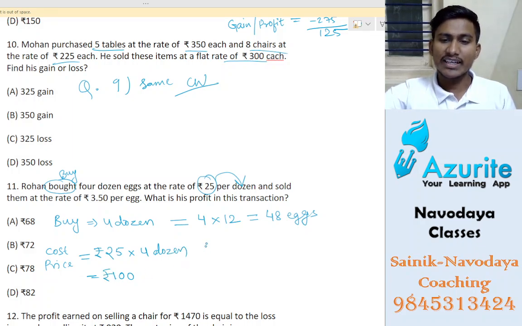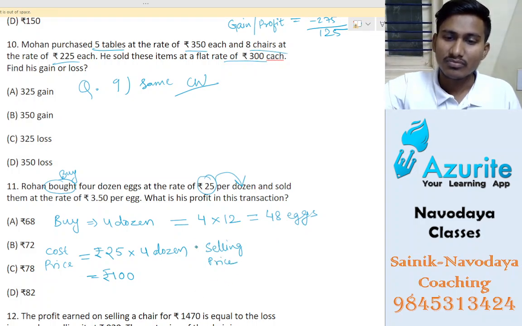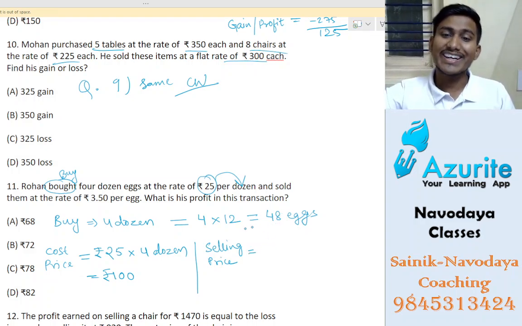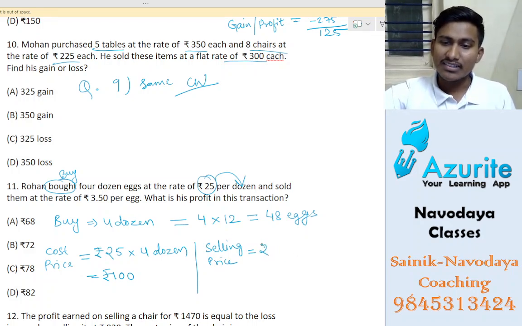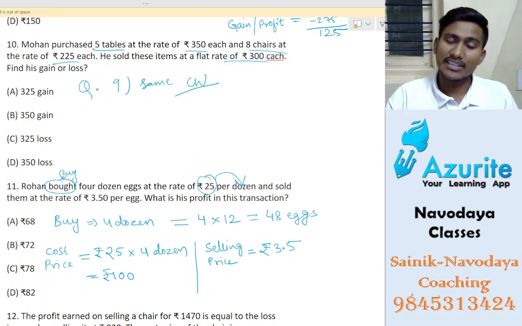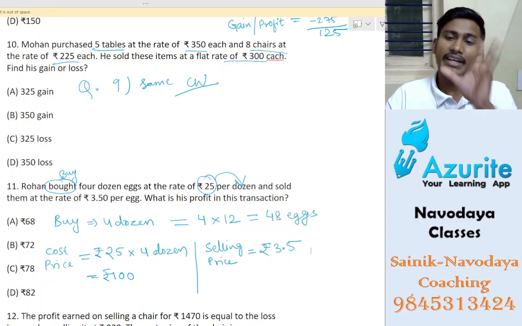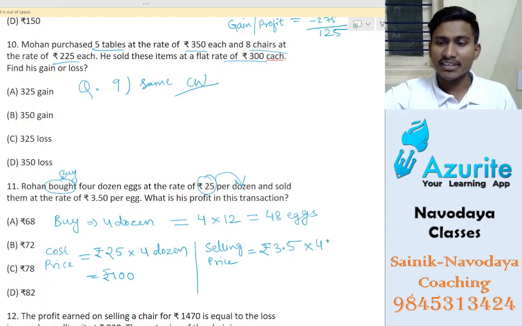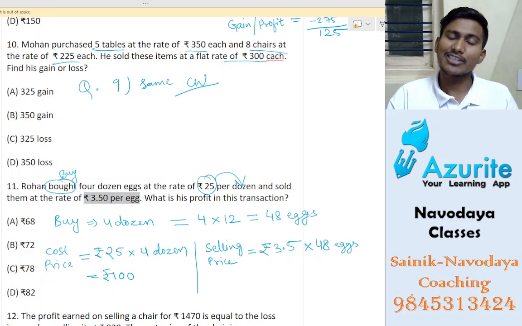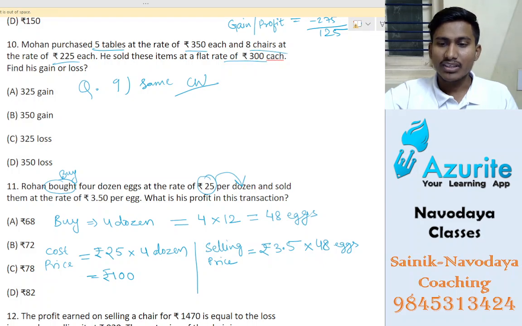Okay. Now he is selling them for how much? If you want to find the selling price, it will be how much now? Each egg he is selling for 350 paise, that is 3.5 rupees. How many eggs are there in total? 48 eggs. So it is 3.5 rupees per egg. What will the price be if you multiply with 48? Tell me. 48 threes is how much?